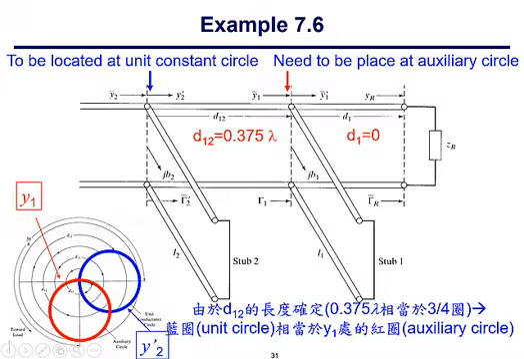Alright, so here's the configuration for the double stub matching. The prerequisite, the assumption, is that the first stub is connected right at the termination. So D1 equals 0. Even though you could have some nonzero D1, in most cases D1 equals 0, and the distance between the first stub and the second stub is D12, which is 0.375 wavelengths.